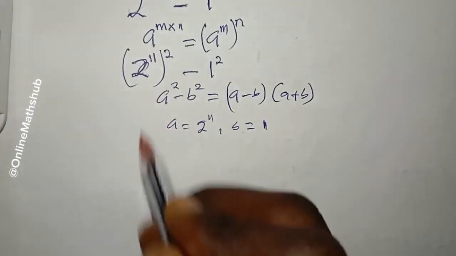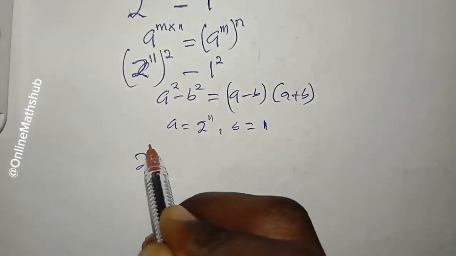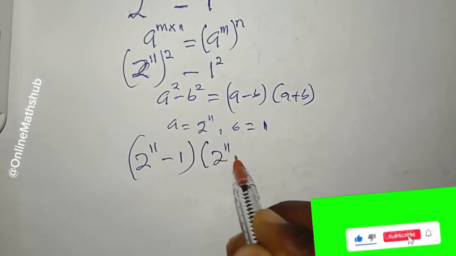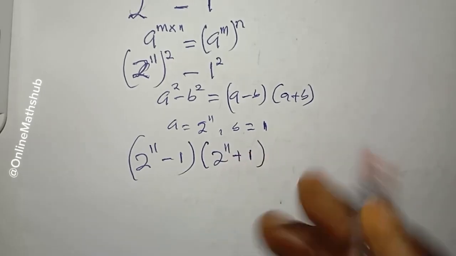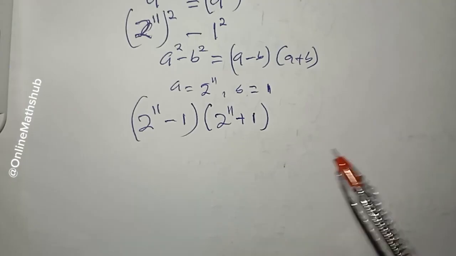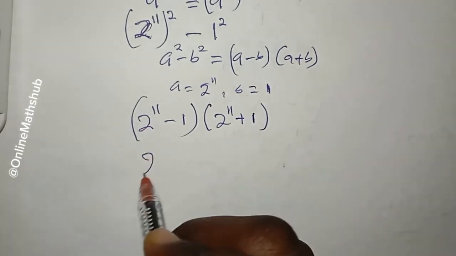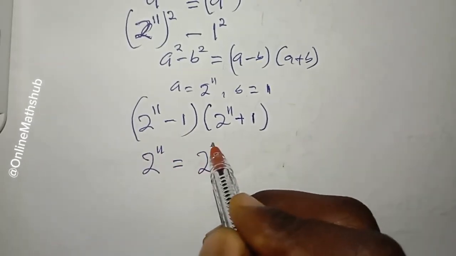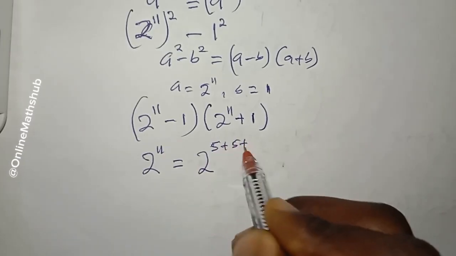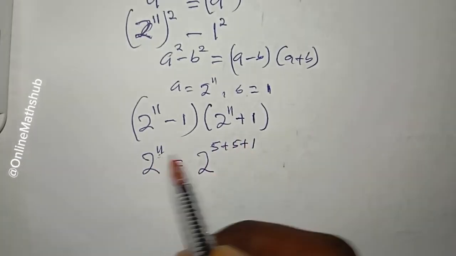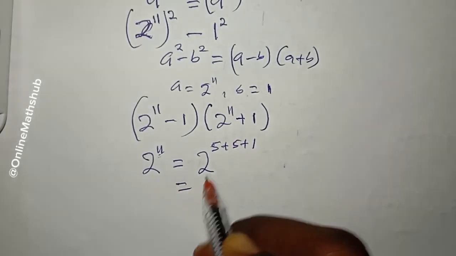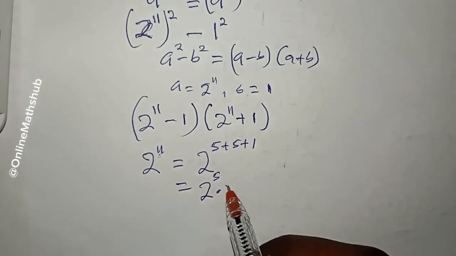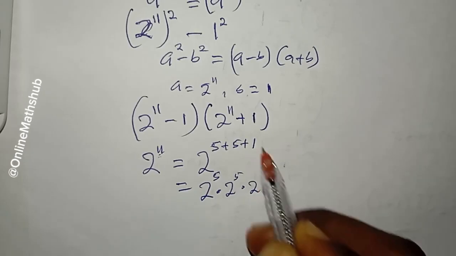So if we apply this expansion, what we're going to have is 2 power 11 minus 1 multiplied by 2 power 11 plus 1. Basically, to finish this evaluation we just need to compute 2 power 11. How do you do that? We can write this 2 power 11 as 2 power 5 plus 5 plus 1. We want to split this 11 so that we'll find it more convenient to solve. Using the law of indices, I can write it as 2 power 5 multiplied by 2 power 5 and multiplied by 2 power 1.